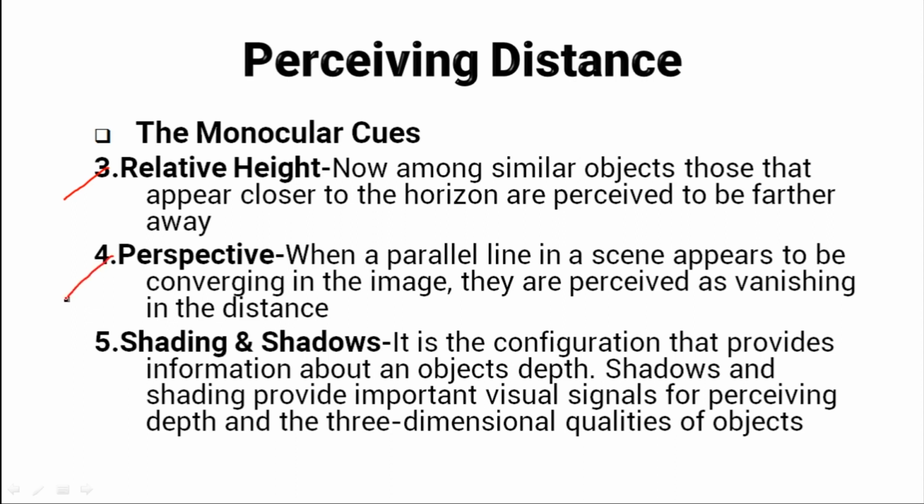When parallel lines in a scene appear to be converging in the image, they are perceived as vanishing in the distance. When objects or lines in a picture or painting seem to converge towards a common point in the distance, we refer to this point as the vanishing point. This creates the perception of depth and adds a three-dimensional quality to the image.